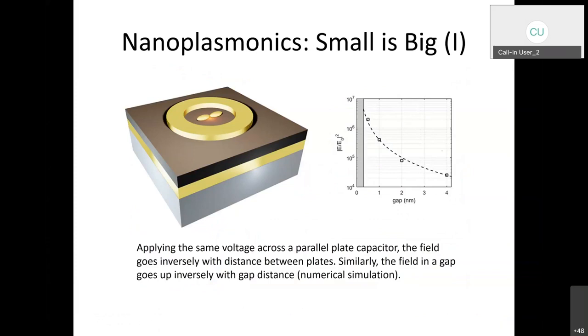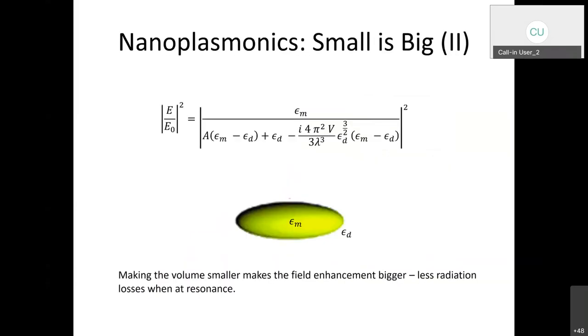One thing we can recognize is in a parallel plate capacitor, the field in the gap for the same voltage goes up inversely as the distance in the gap. So we can make the gap smaller. So if you have two metals and you make the gap smaller, you get a higher field.